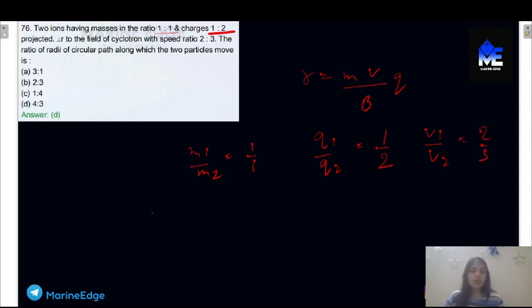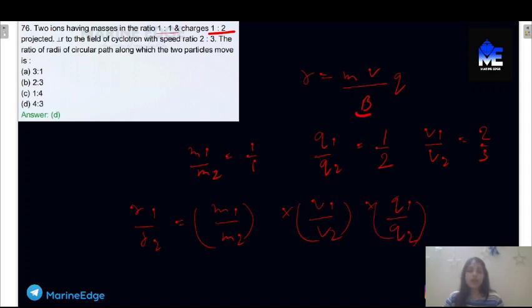Now, if we put these values, r1 upon r2 will be equal to how much? m1 upon m2 multiplied by v1 upon v2 multiplied by q2 upon q1. Right? This B value will get cancelled because they are both kept in the same medium. So now if we just take the product of this, how much will we get? 1, 1 by 2, 2 by 3. Correct?